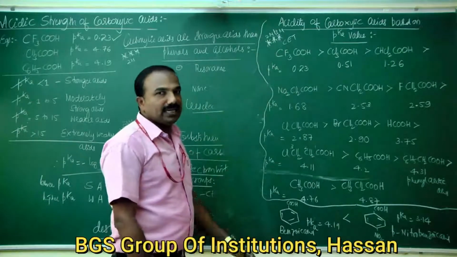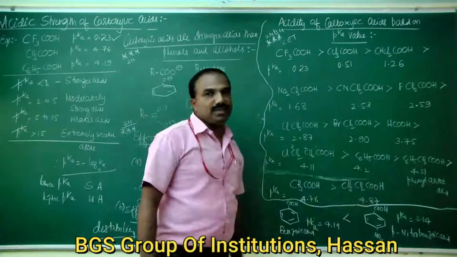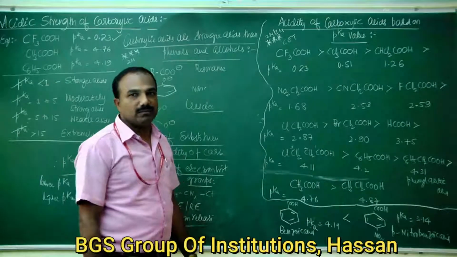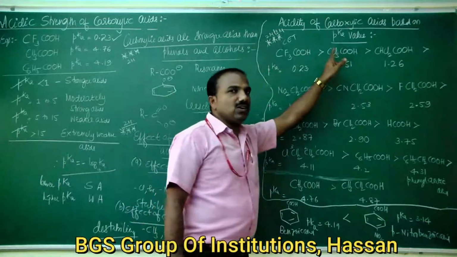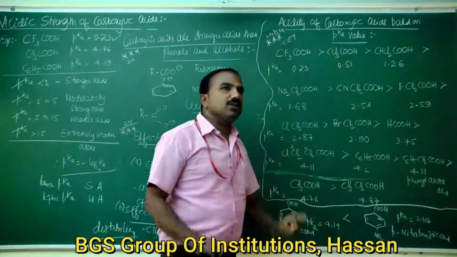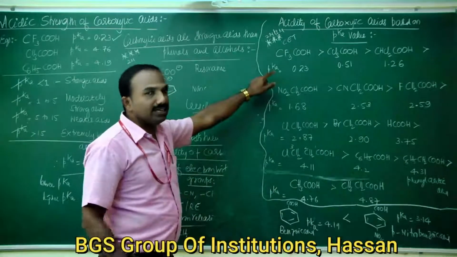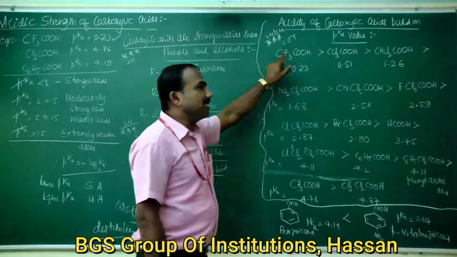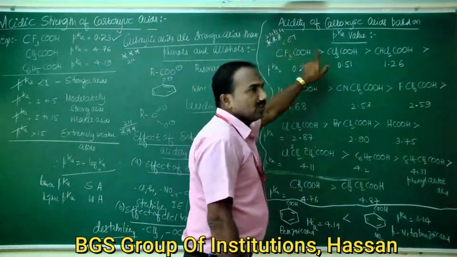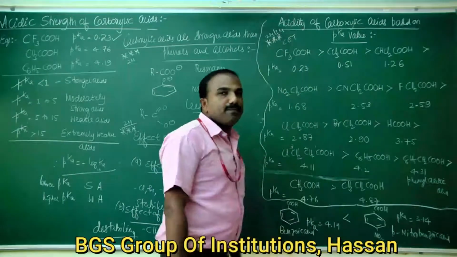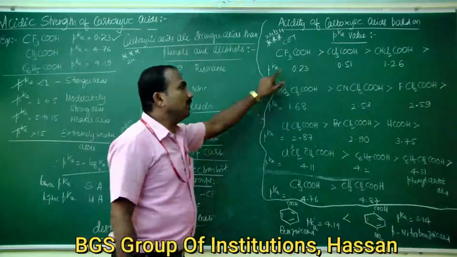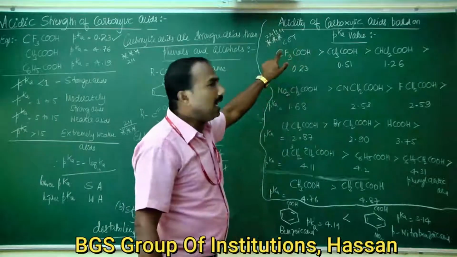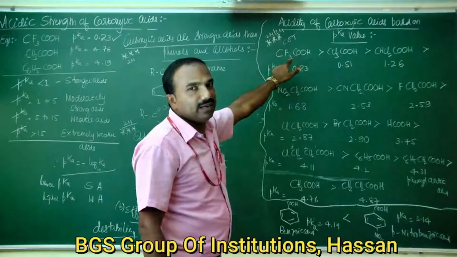Arrange the following acids in increasing order of their pKa values. So if pKa values are given in the examination, you can easily write in the increasing order of their acidic strength. If pKa value is not given, you should have to remember in your mind, and then you should have to follow the order of reactivity.